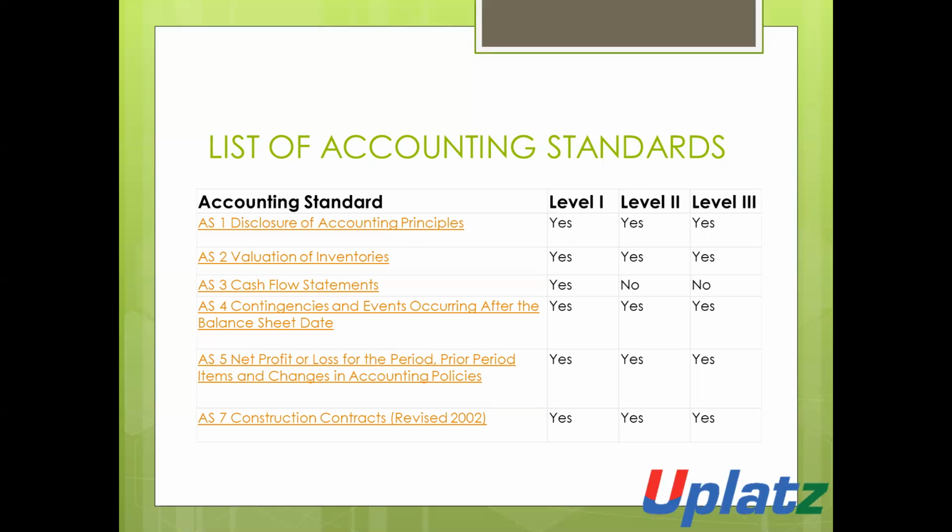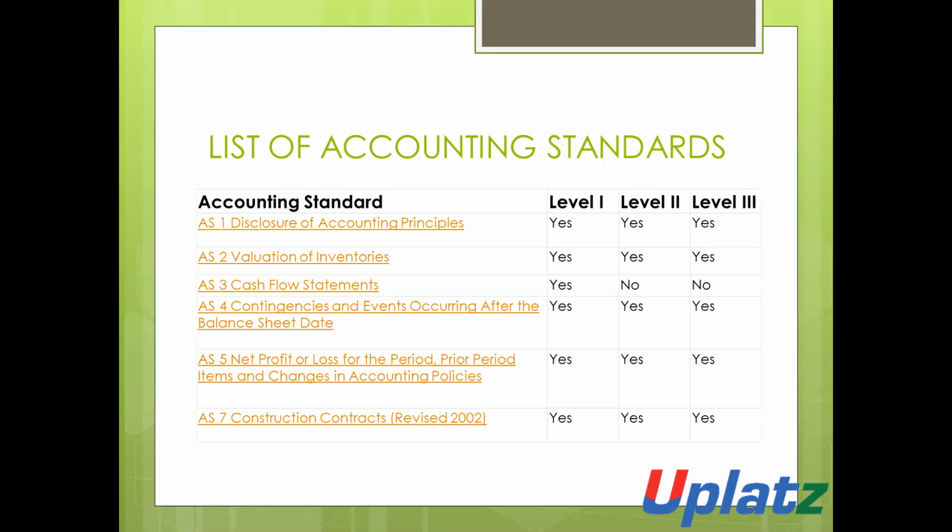AS4 is applicable on Level 1 organizations as well as Level 2 and Level 3 enterprises. That is, AS4, Contingencies and Events Occurring After the Balance Sheet Date, is applicable on all the enterprises. AS5, Net Profit or Loss for the Period, Prior Period Items and Changes in Accounting Policies, is applicable on Level 1, Level 2 as well as Level 3 enterprises.